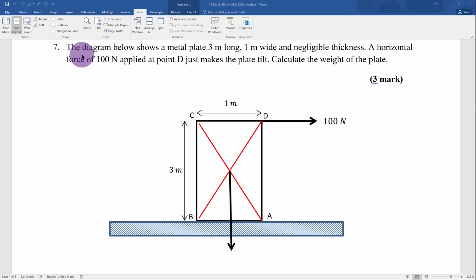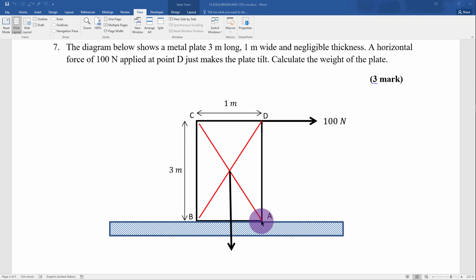Finally, we've got this question here where we are given the diagram below shows a metal plate 3 meter long, 1 meter wide, and negligible thickness. A horizontal force of 100 newtons applied at point D just makes the plate to tilt. Calculate the weight of the plate. Again, because this one is a uniform lamina, you determine its center of gravity by drawing diagonals. And this is where the weight of the lamina acts. There is this other force which is acting horizontally, the 100 Newton force.